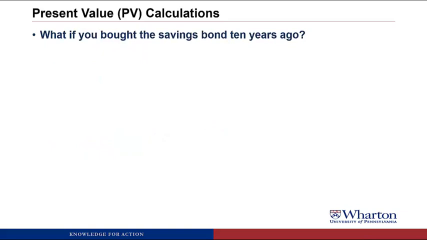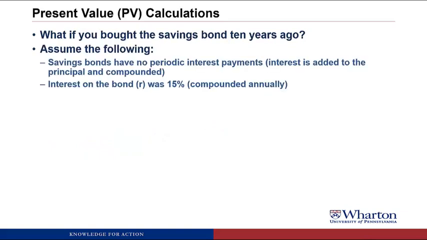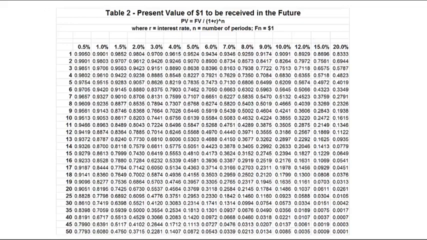What if we bought the savings bond 10 years ago? So we're going to assume that the future value is still $10,000. We're going to go back to the 15% interest rate on the bond, but we're only going to buy the bond 10 years ago instead of 20 years ago. So I'll put up the pause sign and the present value table, and why don't you try to solve this one?